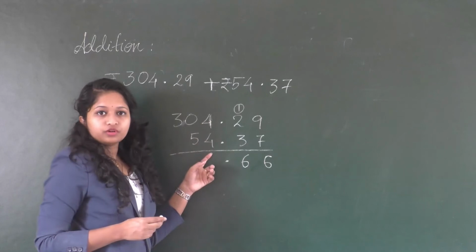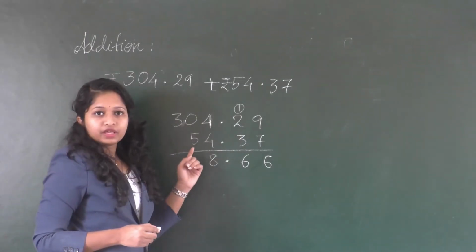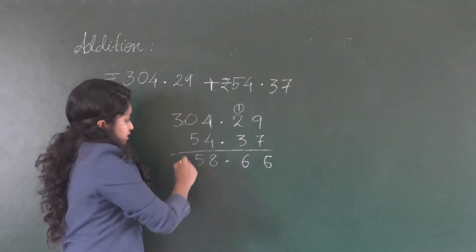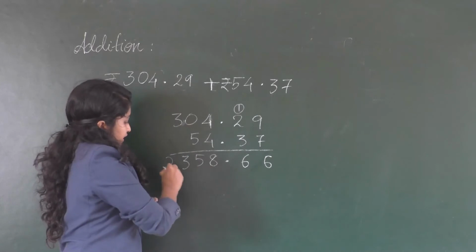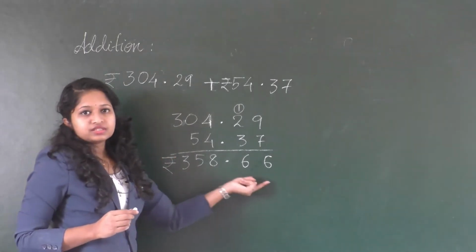Now what is 4 plus 4? It is 8. 0 plus 5 is 5, and 3 you can write as this down. So the answer is rupees 358.66 paise.